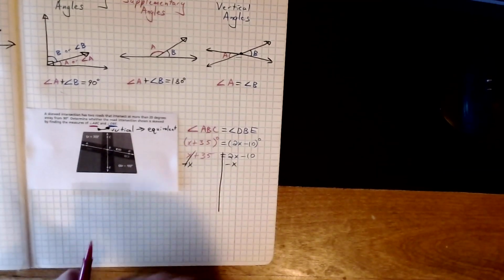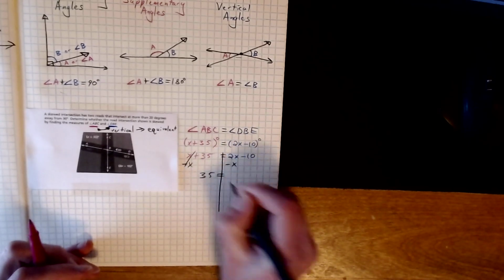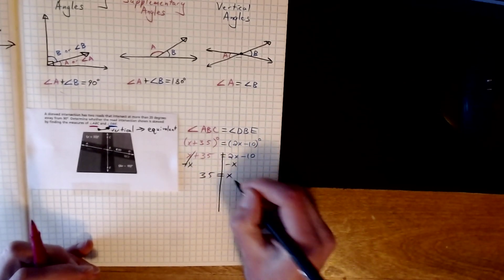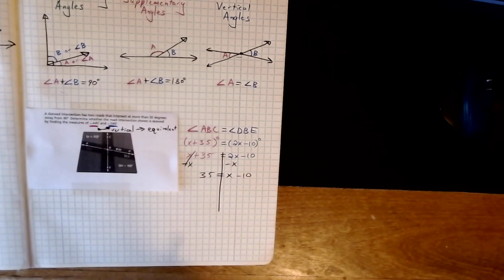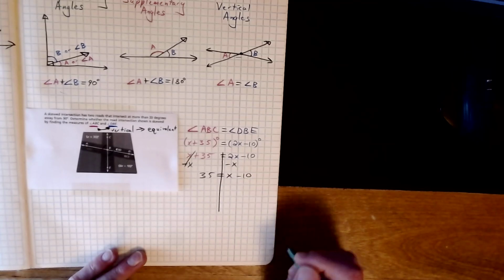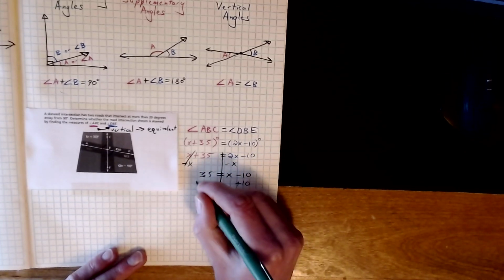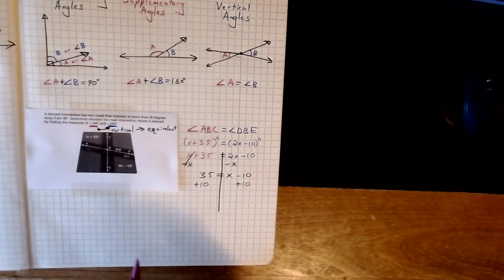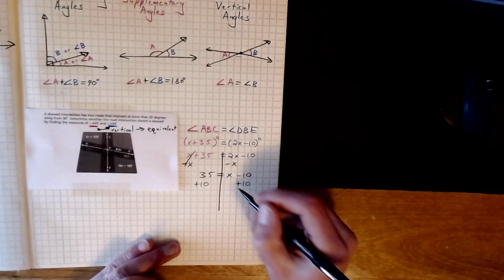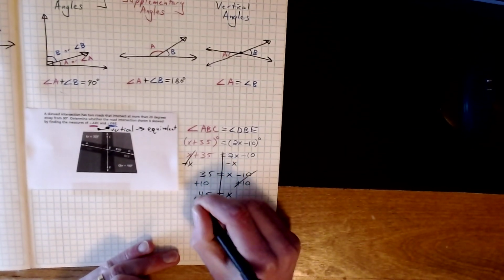Bring down what I have. Don't really need the colors anymore, so 35 is equal to x minus x gives me 1x minus 10, and now pretty clear I need to get this constant over to the left hand side from the right hand side, so I'll add 10 to both sides. We'll cancel there. I've got 45 equals x.